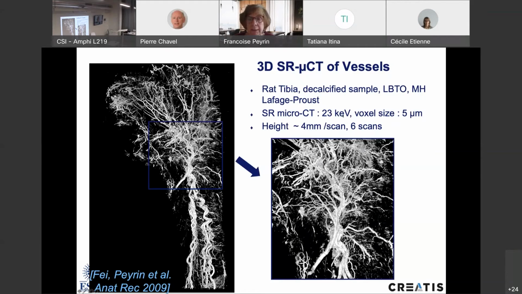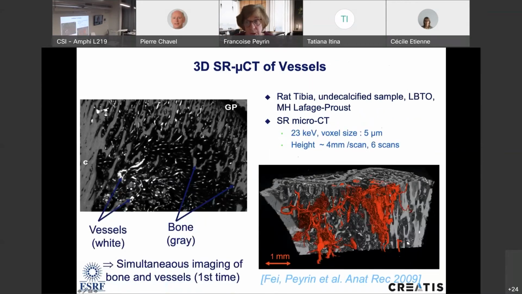So this was the first experiment that was done, with a voxel size of 5 micrometer. And later on, we could also show that due to the quantitative property of synchrotron microCT, you can avoid the decalcification of the bone. So you can do this imaging of the vessel even if the bone is not decalcified. That means that you can see simultaneously the bone and the vessel.